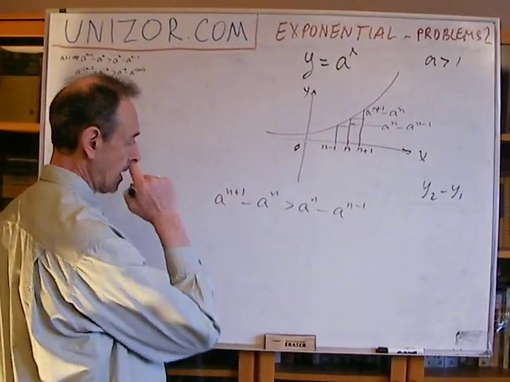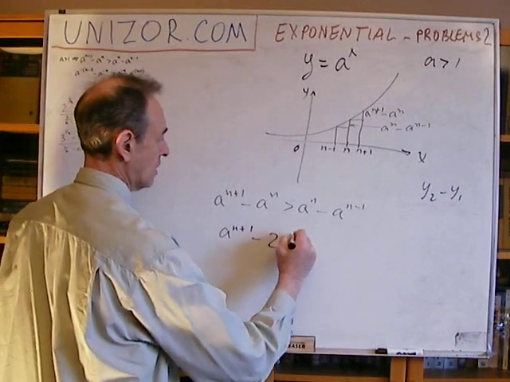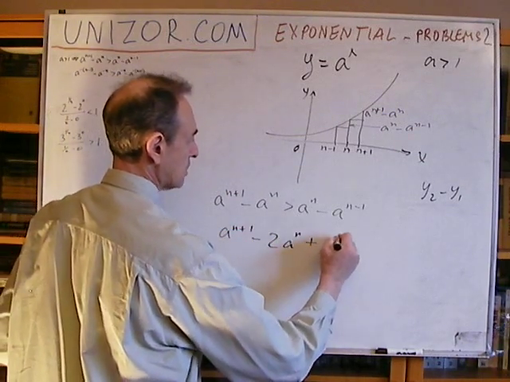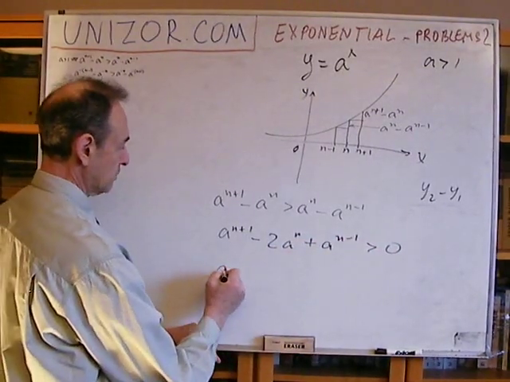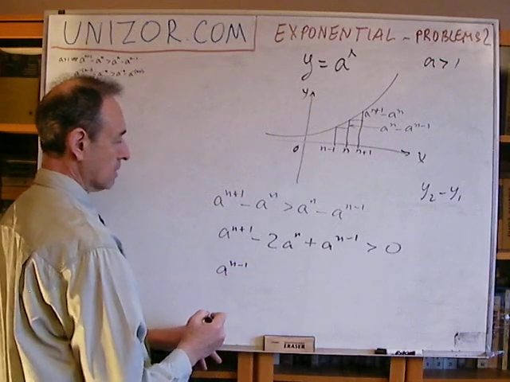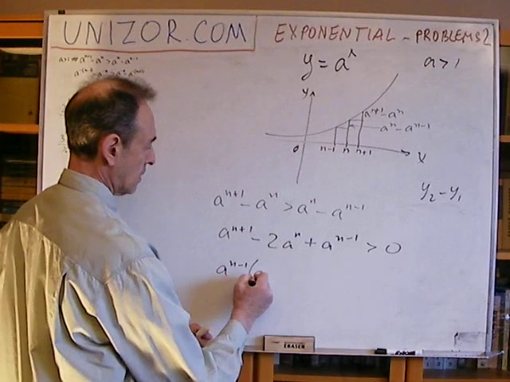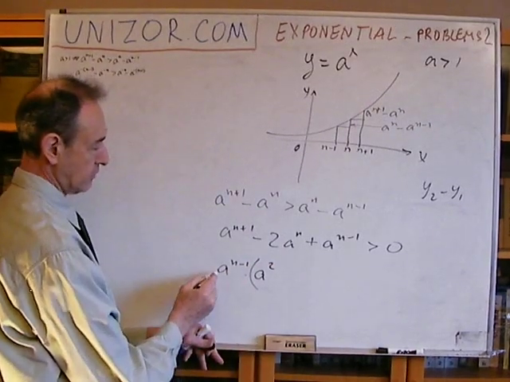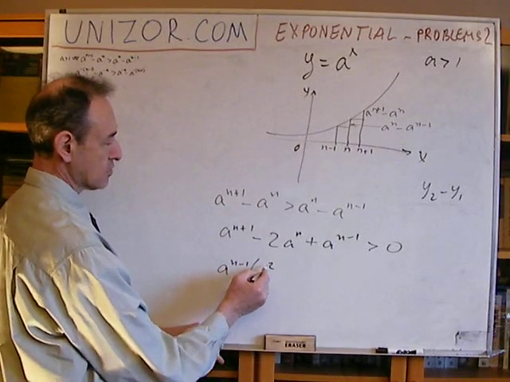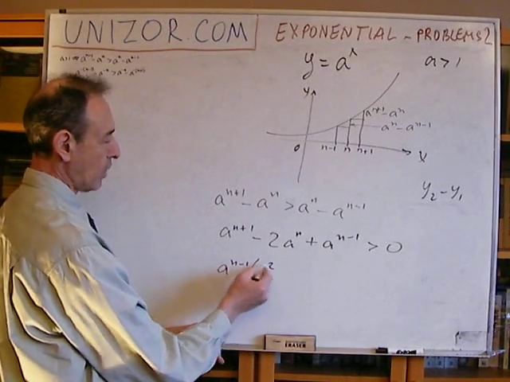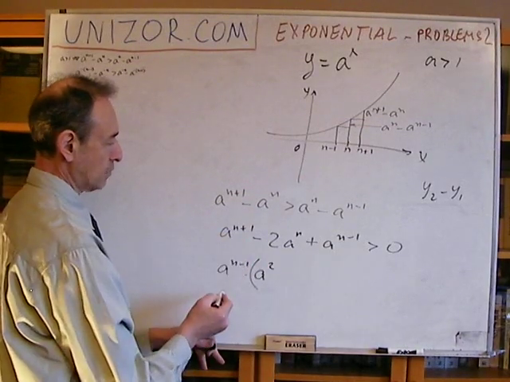Let's bring everything to the left. It would be a to the n plus 1 minus 2 times a to the n plus a to the n minus 1. I have to prove that this is greater than 0. I will factor out a to the n minus 1 degree. What I will have here, a to the second degree, right? If I'm multiplying a to the n minus 1 times a to the second degree, my exponents are supposed to be added together, so n minus 1 plus 2 will be n plus 1.